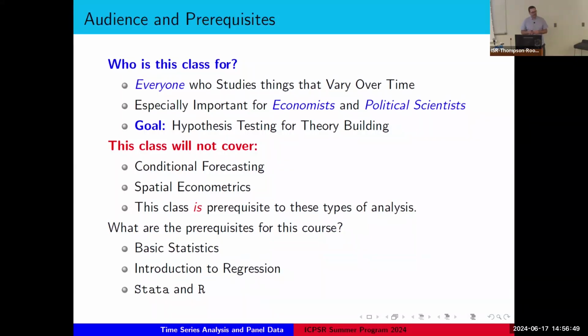That's you, unless you're very boring. I don't know. Like, even mountain ranges change over time. It's just a matter of temporal aggregation. So you should be taking this class, but it's especially important for political scientists and economists. The primary focus of the class, though, will be hypothesis testing and statistical inference for the purpose of testing theories.